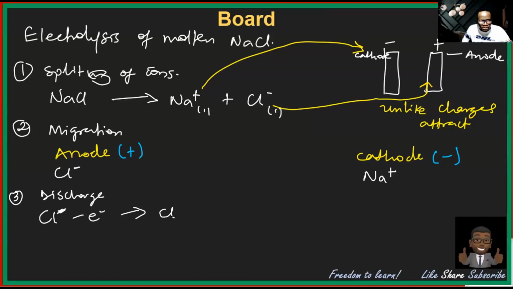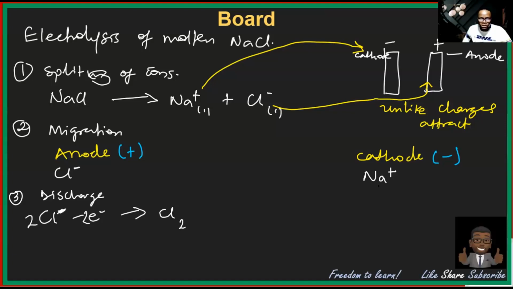Yes. But we know that chlorine gas is a diatomic molecule. Okay, so it's going to be Cl2, right? So multiply everything by what? By 2. You got this concept, right? Yes, sir. Okay, so we got that Cl2.